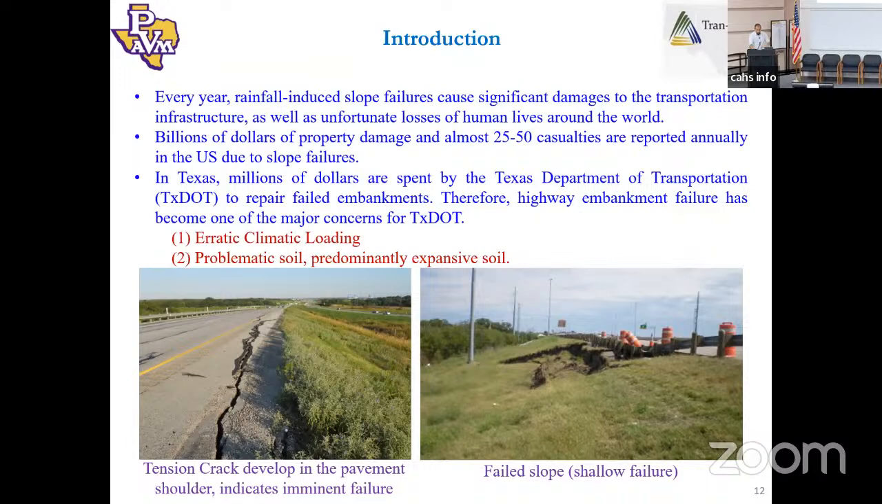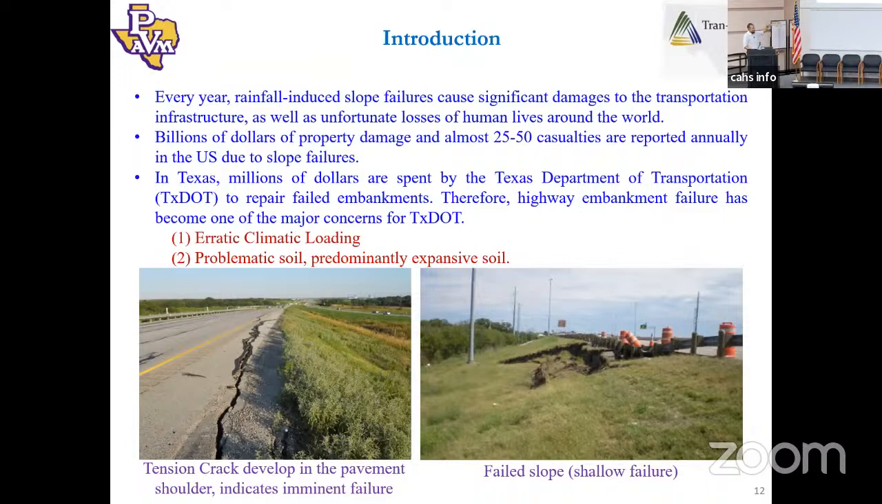And now let me give you some information. TxDOT spends almost 100 to 200 million dollars every year just to repair existing slopes, just to make these small repairs. No new construction, no new building, just to repair these slopes.